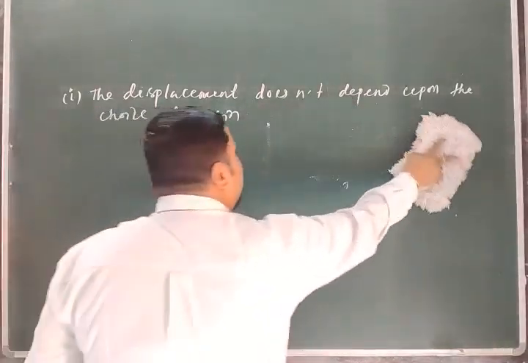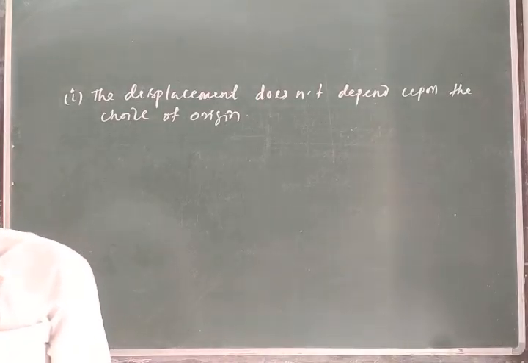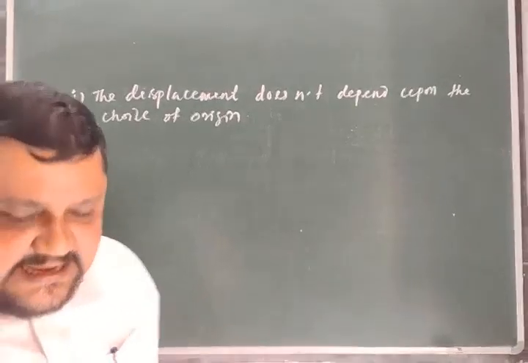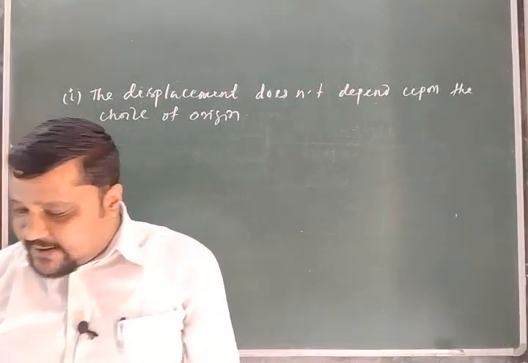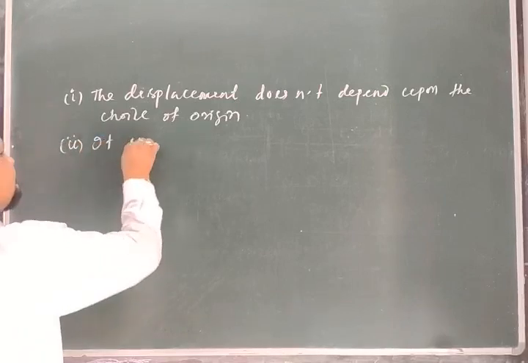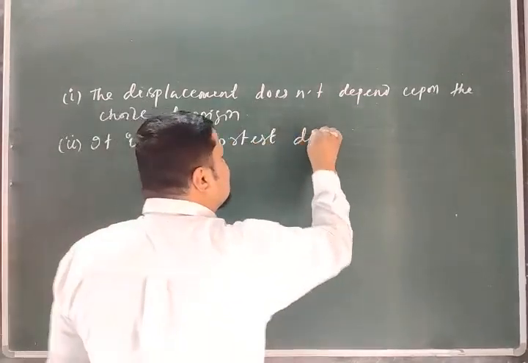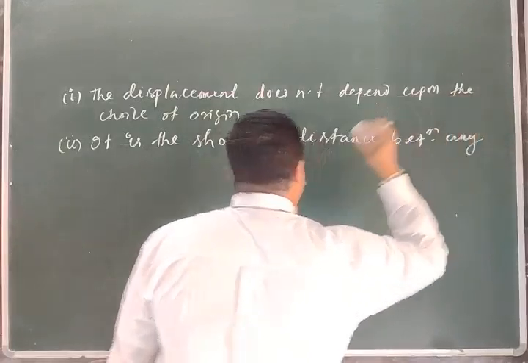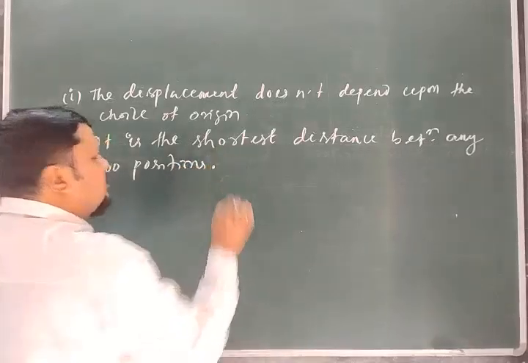So the displacement does not depend upon the choice of origin. Next, we can say that the magnitude of the displacement of a particle between any 2 points is equal to the shortest distance. It is the shortest distance between any 2 positions.